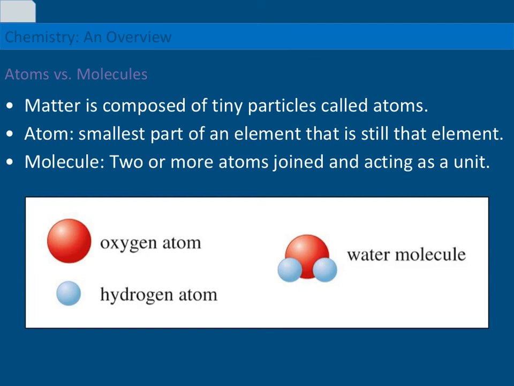So these last few slides are lots of review, because this is not the first time you've heard about atoms and molecules. But matter is composed of either atoms or molecules. Atoms are small. Molecules are two or more atoms bonded together, acting as a single unit. They may be ionically bonded or covalently bonded. But a molecule is made up of multiple atoms.